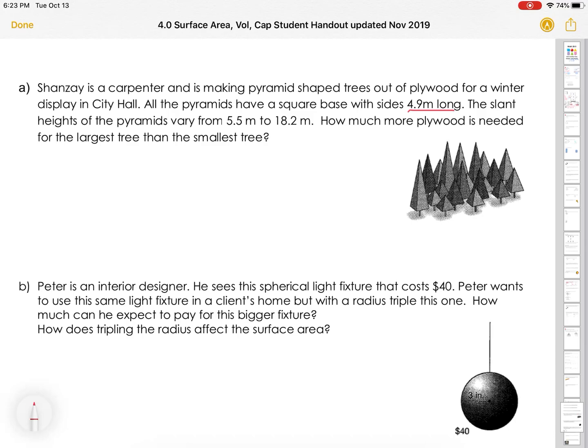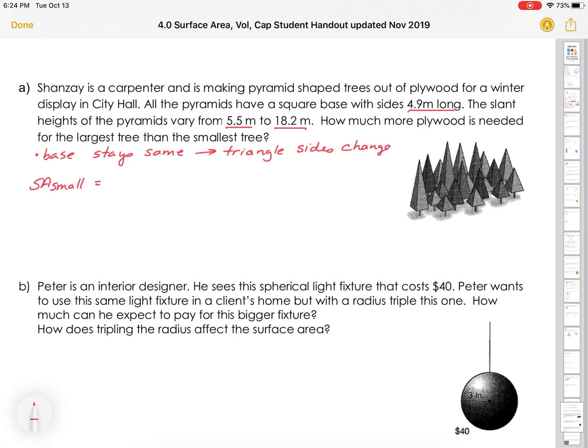So the base always stays the same. All we're doing is changing the triangular faces. So we have to think about that when we're doing our calculations. So we have two different slant heights, right? The small one is 5.5 and the large one is 18.2. So the base stays the same, but the triangle sides change. And that way he gets different trees of different heights and it looks really cool.